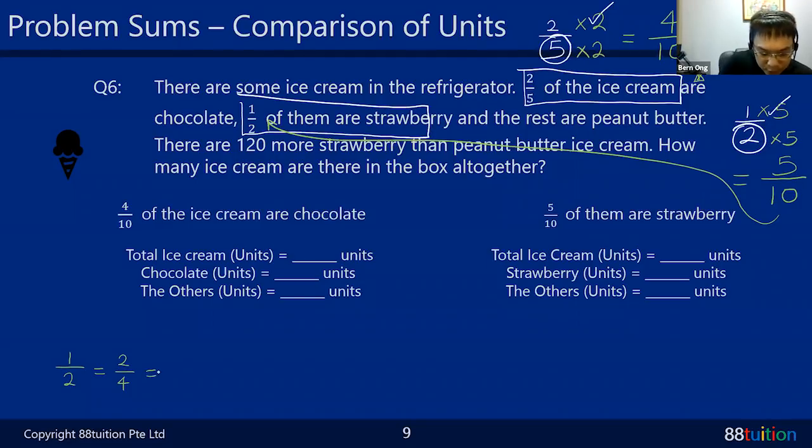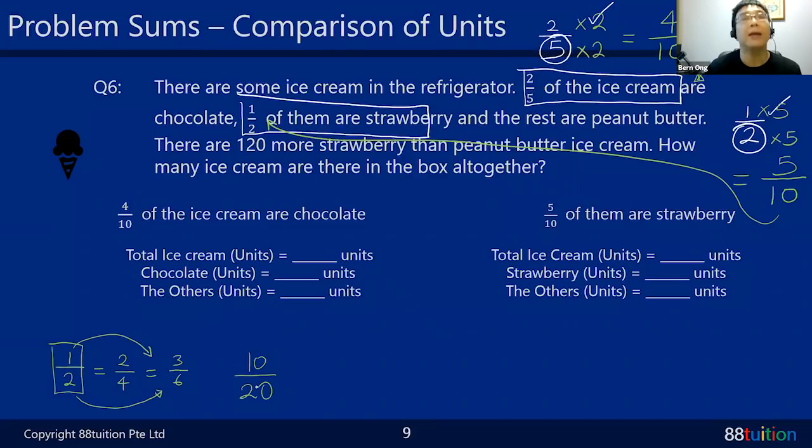You can also increase this to what? 3 over 6. How come? 1 times 3, 2 times 3. Can you see? So they mean the same thing. It's just that the simplest form is given as a half. But is 3 over 6 the same as half? Yes. Is 5 over 10 the same as half? Yes. Is 10 over 20 the same as half? Yes. All these are what we call equivalent fraction, whereby we are able to adjust up and down.